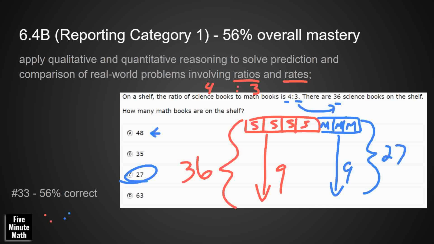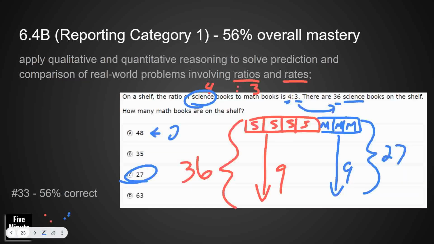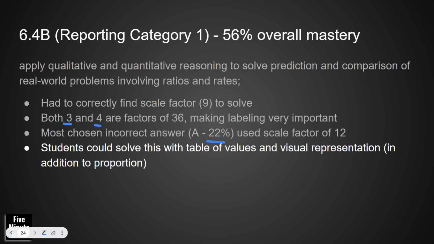So labeling is important. We need to know that the science books goes with this first number, which is that 4, not the 3. Labeling is extremely important when we're dealing with ratios and rates. And that was 22% of our students. They did all the right work. They just didn't label it correctly, and they used the 3 in the 36 rather than the 4 in the 36. They got the wrong scale factor. So that was a misconception for us.